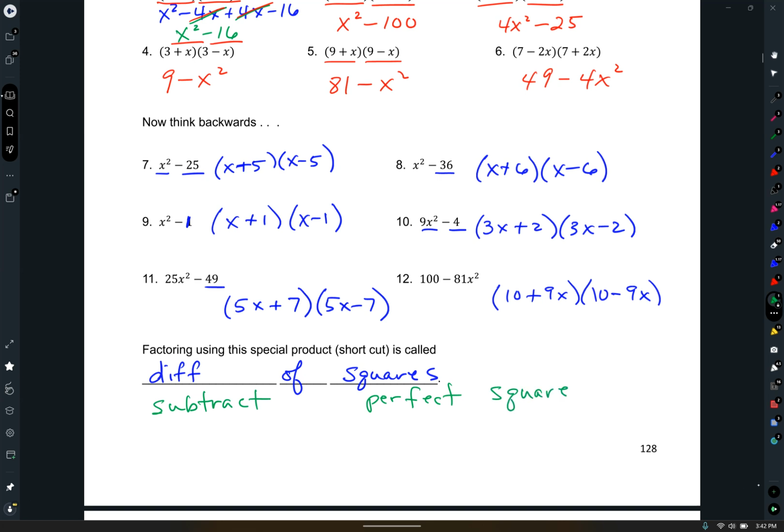Right? And remember, perfect squares are like 1 squared is 1, 2 squared is 4, 3 squared is 9, 4 squared, 5 squared, 6 squared, 7 squared, 8 squared, 9 squared, 10 squared, 11 squared, or 12 squared. So those are all the perfect squares you need to be familiar with. So when those numbers are involved, you can do this shortcut. Okay.